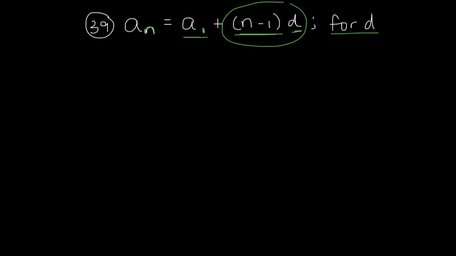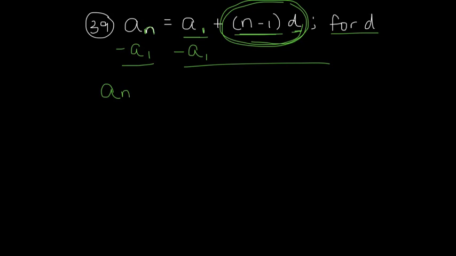Well, we want to get that term that has the d, in other words, this whole big mess, all by itself on one side of the equal sign. So I can do that by subtracting the a sub 1 from both sides. We just talked about how the a sub n and the a sub 1 are not like terms, so I will just leave that as a sub n minus a sub 1 equals, the a sub 1's cancel, and I get n minus 1 times d.